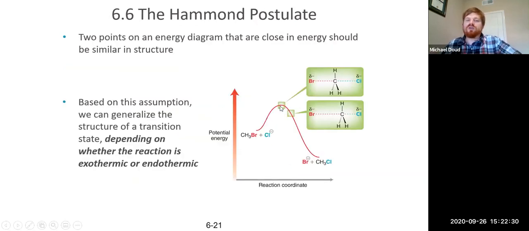Two points that are close on an energy diagram should be similar in structure. It also tells us the relationship of the transition state to our products versus our reactants. So here, our transition state is closer in energy to our reactants than it is to our products. So the transition state should more closely resemble our reactants than our products. In other words, the distance between carbon and bromine here, as the carbon-bromine bond breaks and the carbon-chlorine bond forms, should be just a little bit closer.